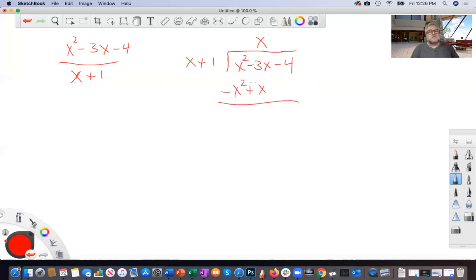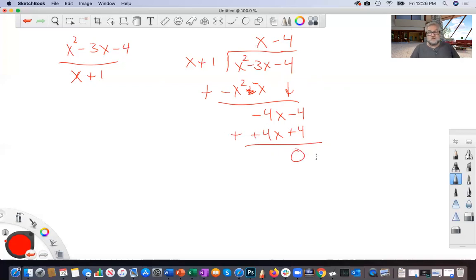Okay, change the signs in the lower line and add. So it's not going to be that anymore. That'll give me 0. Minus 3x minus x is minus 4x. Bring down the negative 4. Now, how many times does x go into minus 4x? What do I have to multiply this by to make it look like that? It would be minus 4. So let's see, minus 4 times x is minus 4x. Minus 4 times 1 is minus 4. Change the signs in the lower line and add, and we get 0.